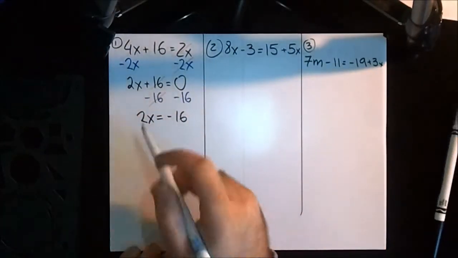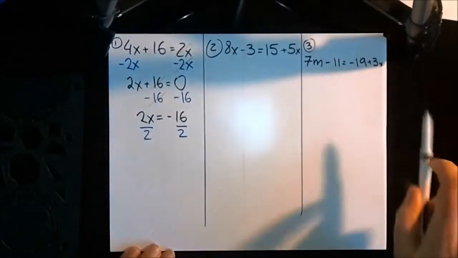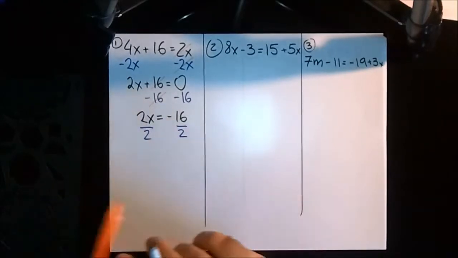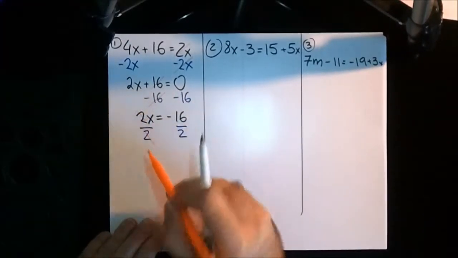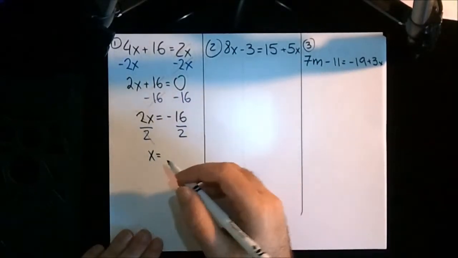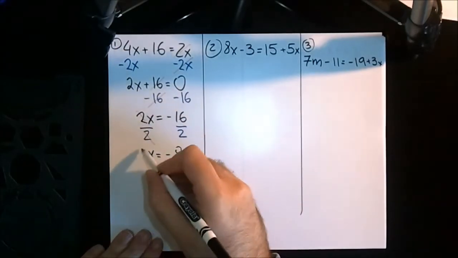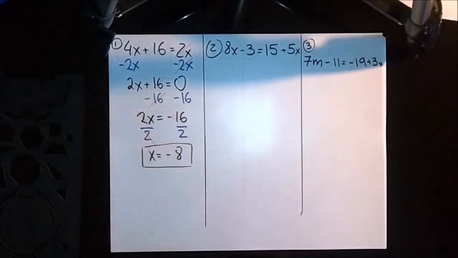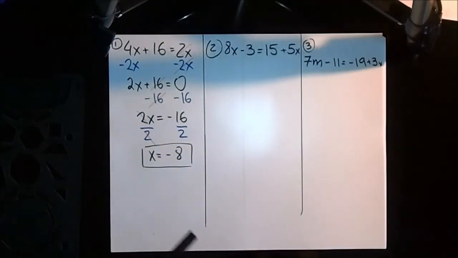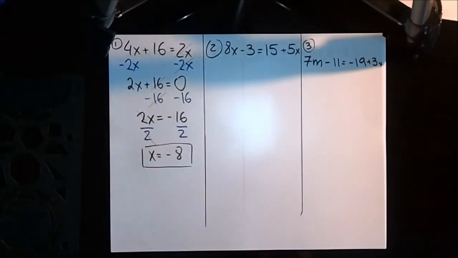And then, of course, to get rid of this multiplied by 2, I divide both sides by 2. And here we have simplifying to 1, which means x, or 1x, doesn't matter how you look at it, is negative 16 divided by 2, which is a negative 8. And that is the answer for 1. Again, you can always check your work by taking this negative 8 and plugging it in for both x's here, and it will work out, or at least hopefully it'll work out. If it doesn't, then something went wrong.